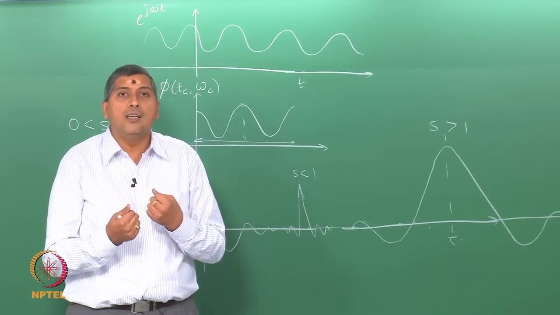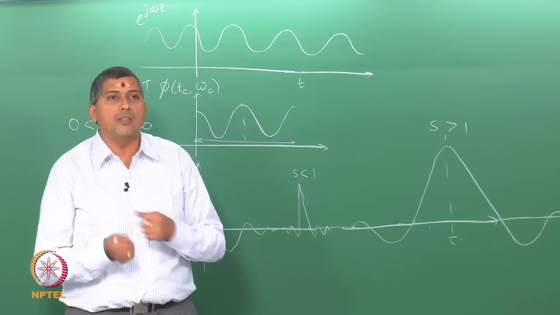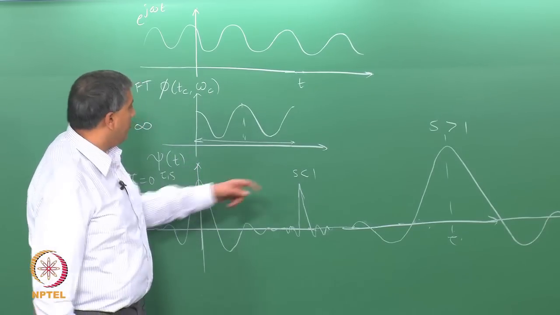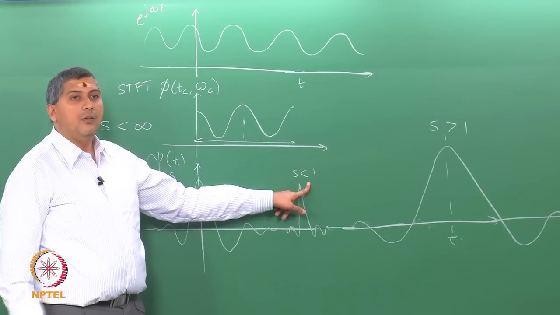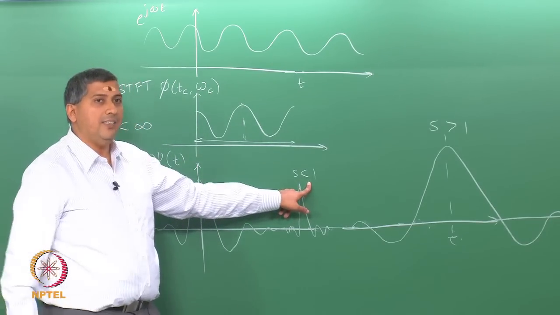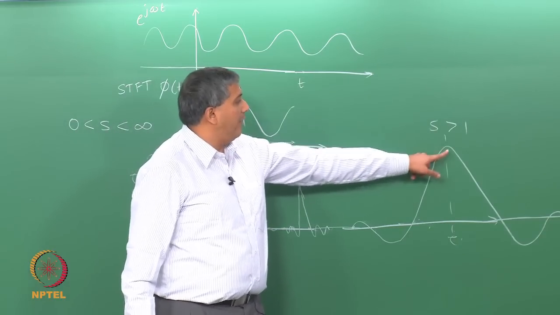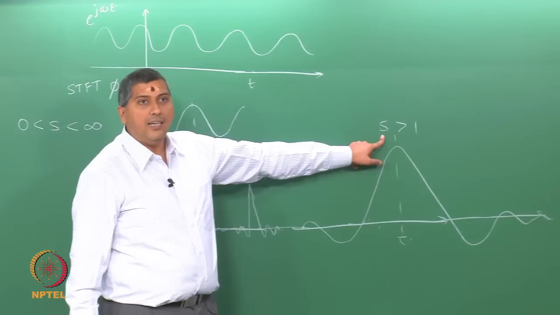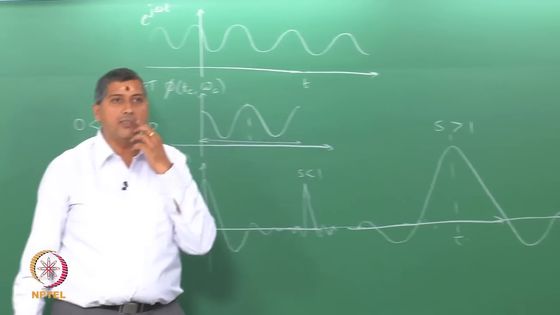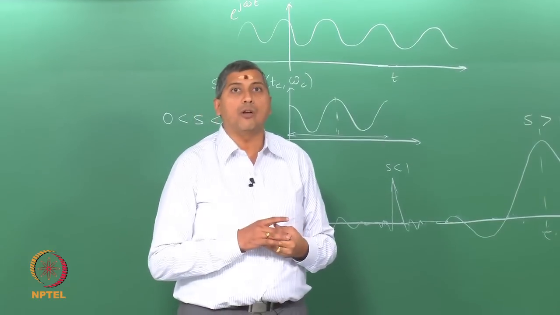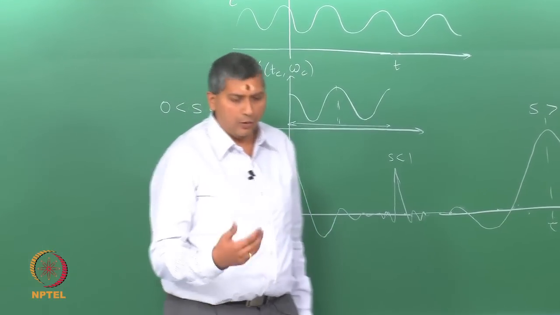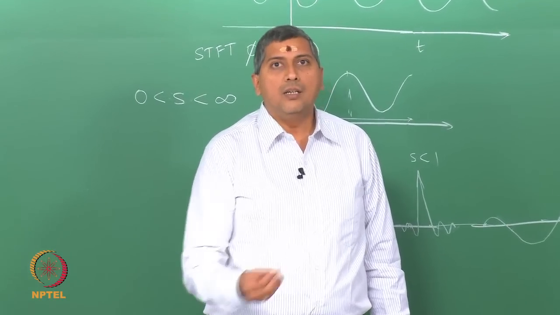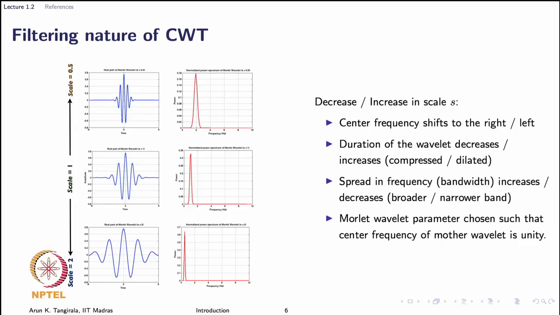So now you understand the inverse relation that you have between scale and frequency. S less than 1 will get me the high frequency content, and the wavelets at scales greater than 1 will get me the low frequency content of the signal, and that is exactly what I show you in the slide. Of course, we will only discuss this figure somewhat superficially right now, just to drive home the point. The exact mathematics of it will become clearer to us later on.